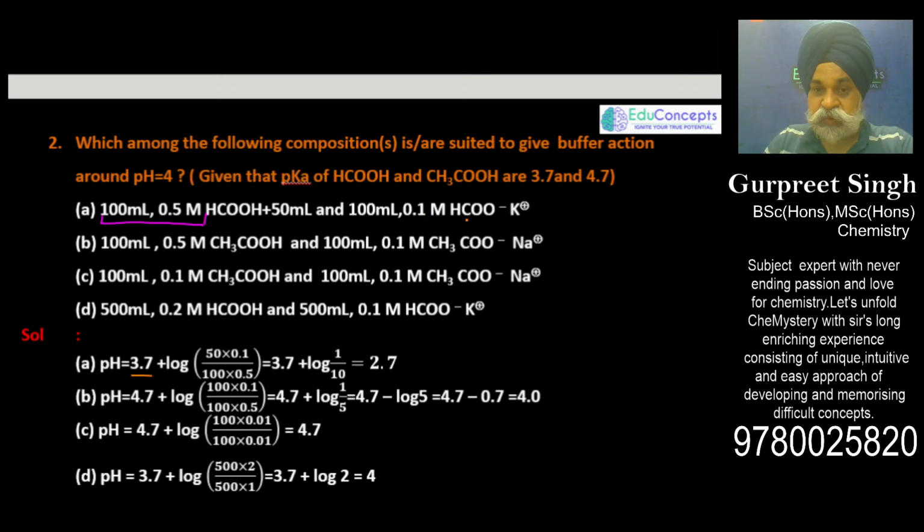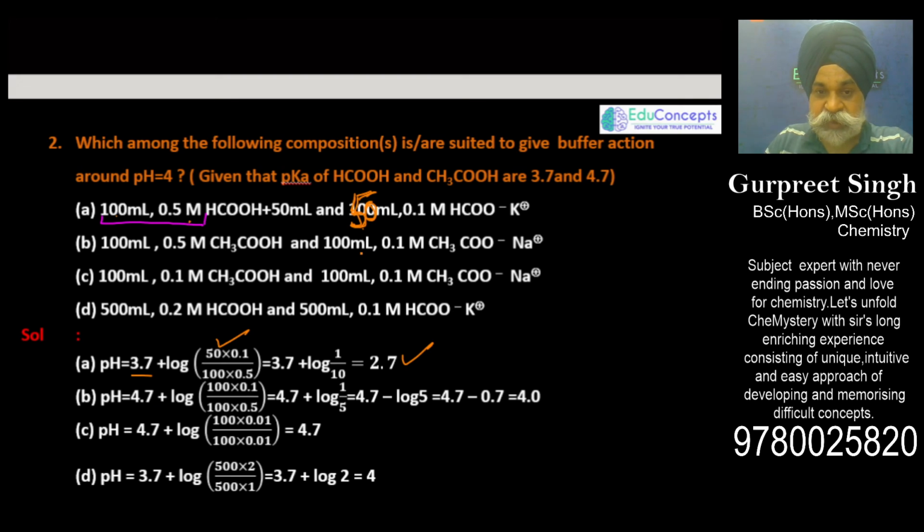So what is the composition of salt? Where it is written, it is salt upon acid. So salt upon acid, if I take it, this is 50 ml, I think so. This is 50 ml. It is a misprint here. So this is 50 into 0.1, and this is 100 into 0.5. So this reduces to 2.7.